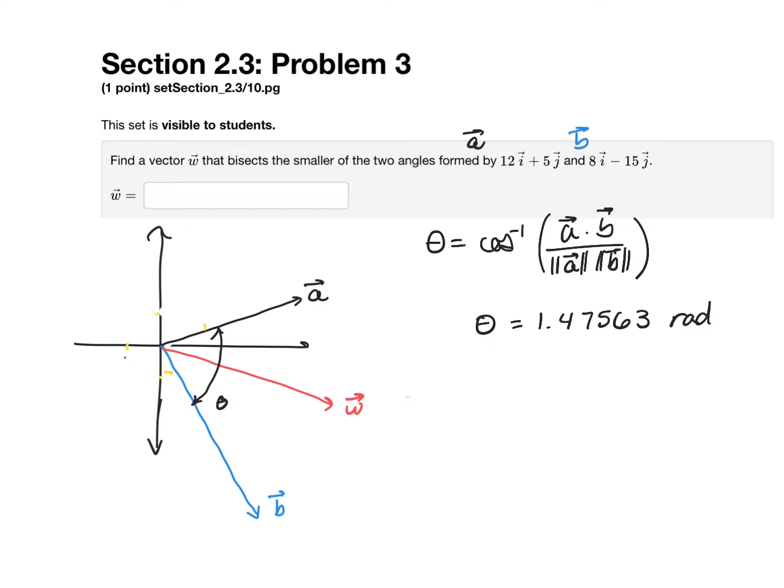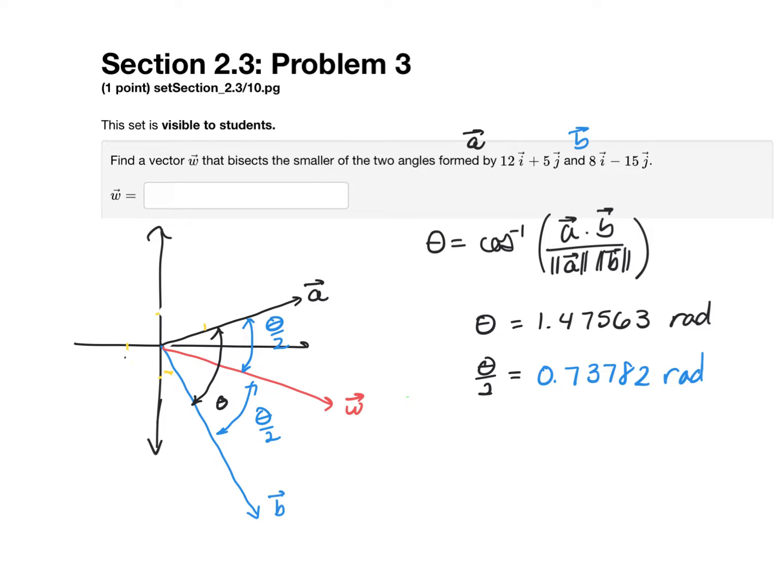So I'm going to take my theta and divide it by 2. When I do that, I'm finding either this angle or this angle. This is theta divided by 2. So I'm going to take that number, divide by 2, and I get 0.73782. And before you ask, I'm rounding as I go. I'm going out several decimal places, but I am rounding, so I know these are not exact answers.